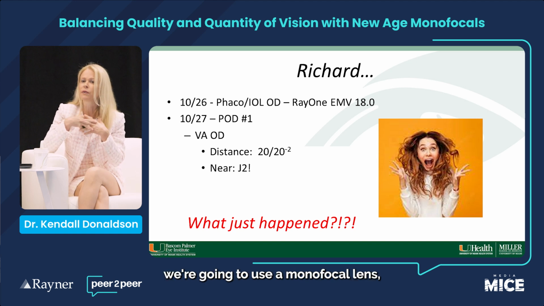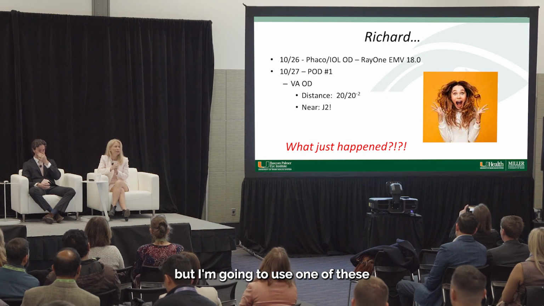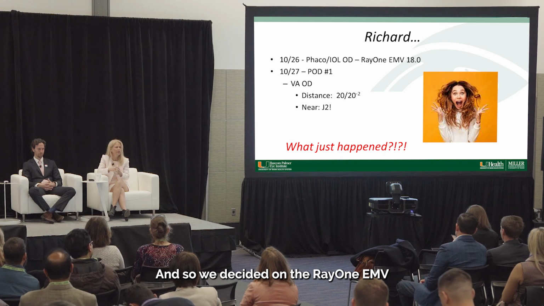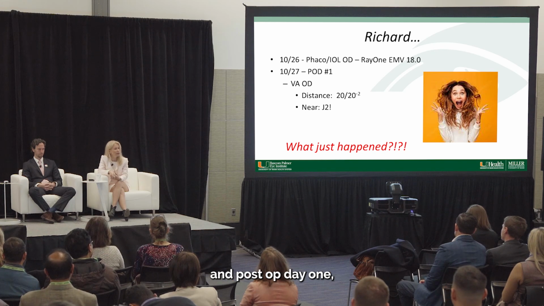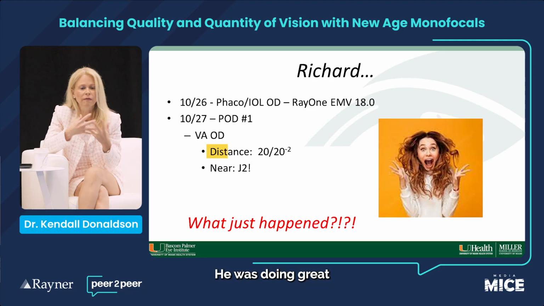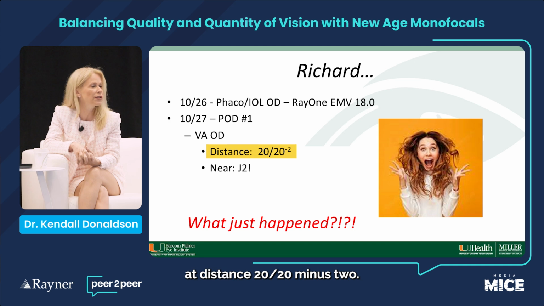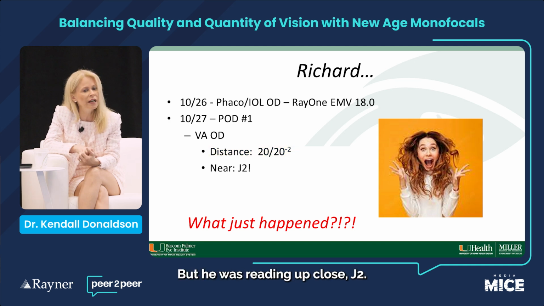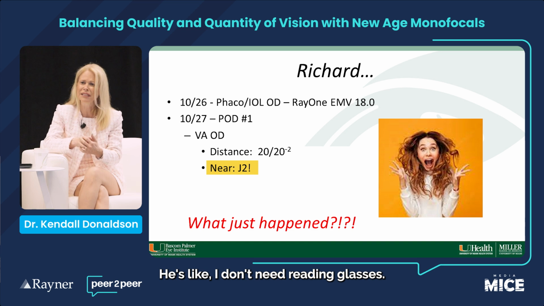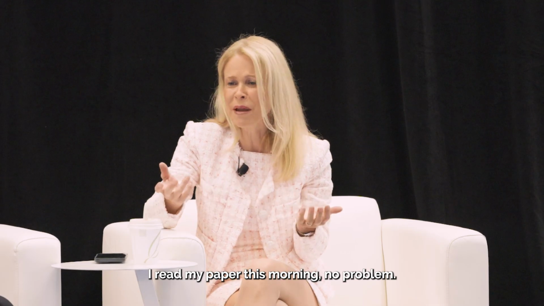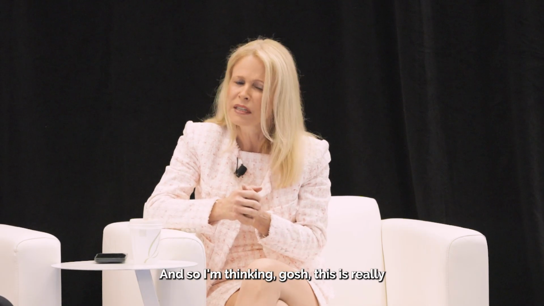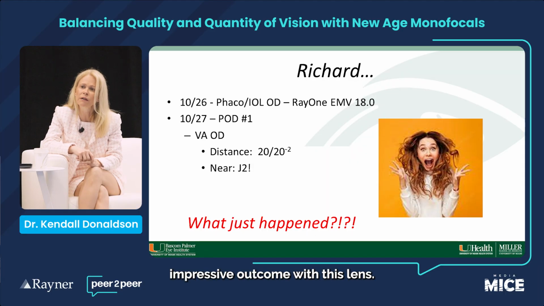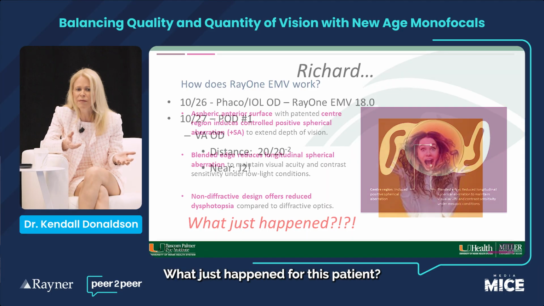So I warned him, we're going to use a monofocal lens, but I'm going to use one of these more advanced monofocal lenses. And so we decided on the RayOne EMV. And post-op day one, I was really happy to see him. He was doing great at distance, 20/20, -2, and I did warn him he needs some reading glasses after this. But he was reading up close, J2. He's like, I don't need reading glasses. I read my paper this morning, no problem. And so I'm thinking, gosh, this is a really impressive outcome with this lens. What just happened for this patient?